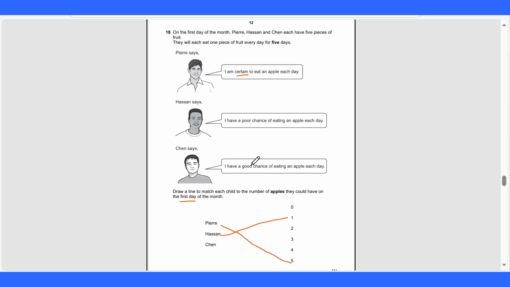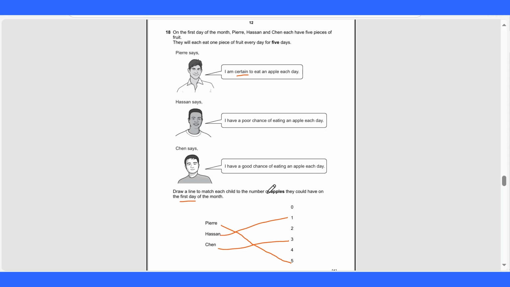Next, for Chan, I have a good chance of eating an apple each day. Good chance means higher chance, higher possibilities, so we have to choose the score that is more than half. More than half is 3, 4, 5, but 5 is certain, so it's either 3 or 4. We just take 3 here. Okay, let's move on.